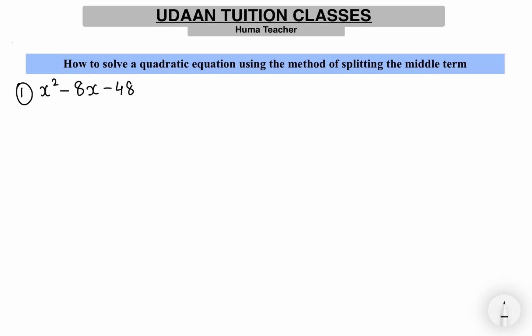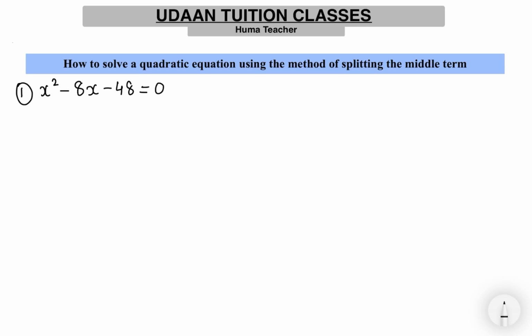Today we are going to start with how to solve a quadratic equation using the method of splitting the middle term. As we all know, there are many methods to solve the quadratic equation, but one of them is splitting its middle term. Okay, so we have a question here, that is x square minus 8x minus 48 is equal to 0. It will become a quadratic equation. Here the degree is 2. So, the equation is a quadratic equation, as we all know.